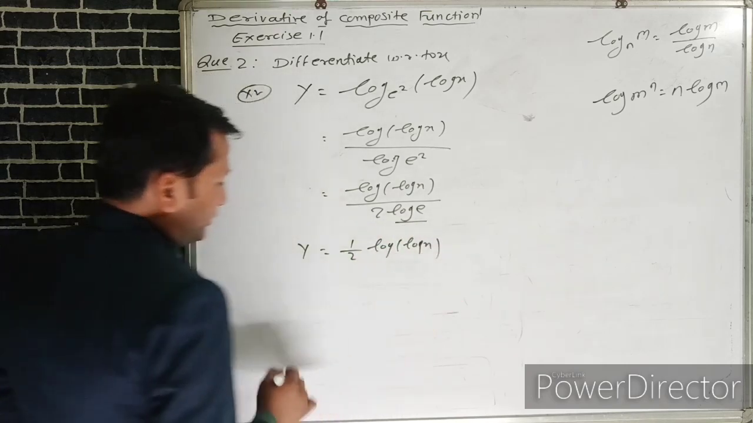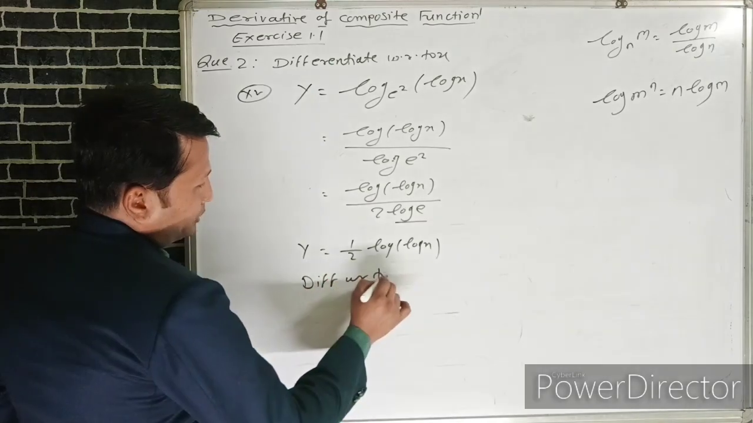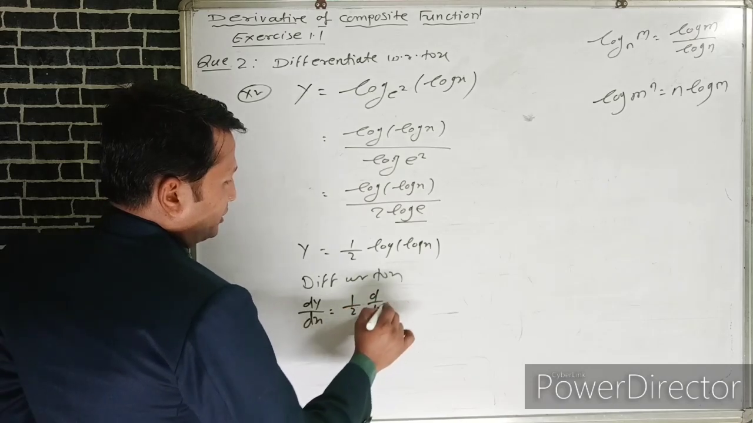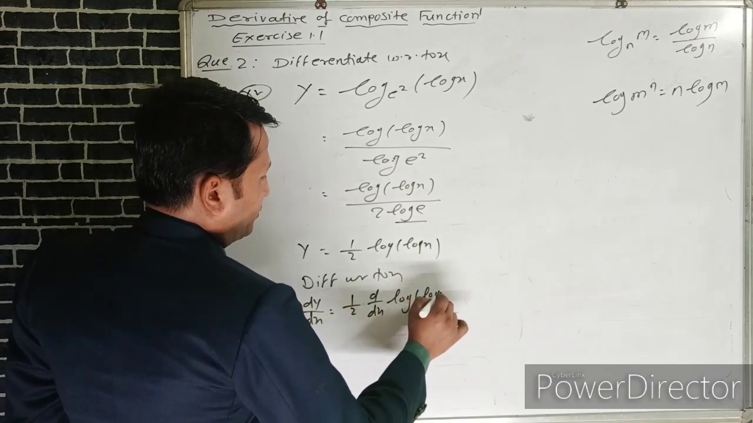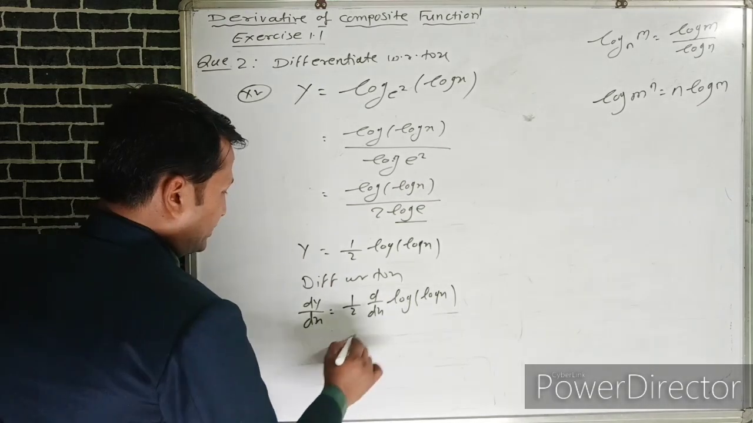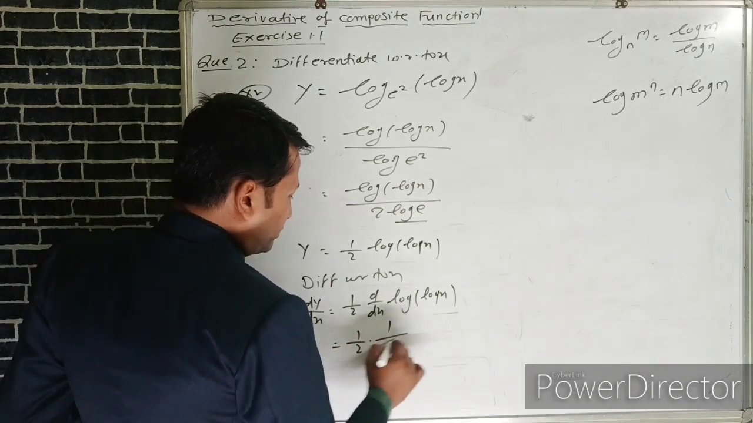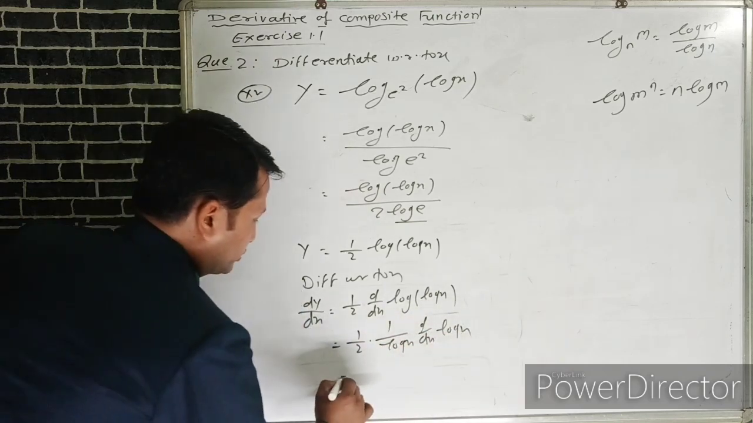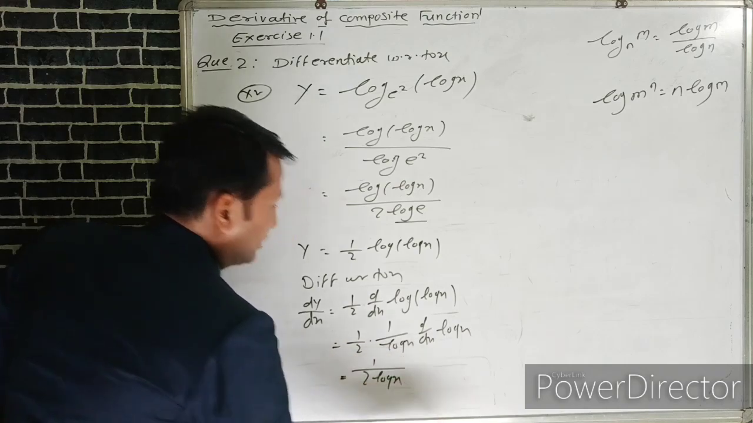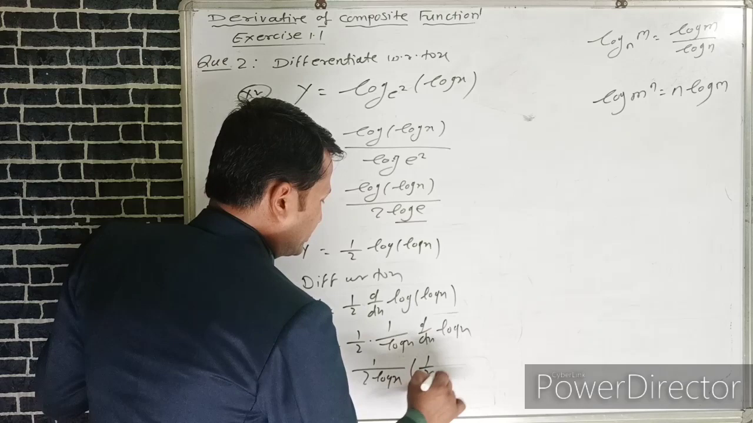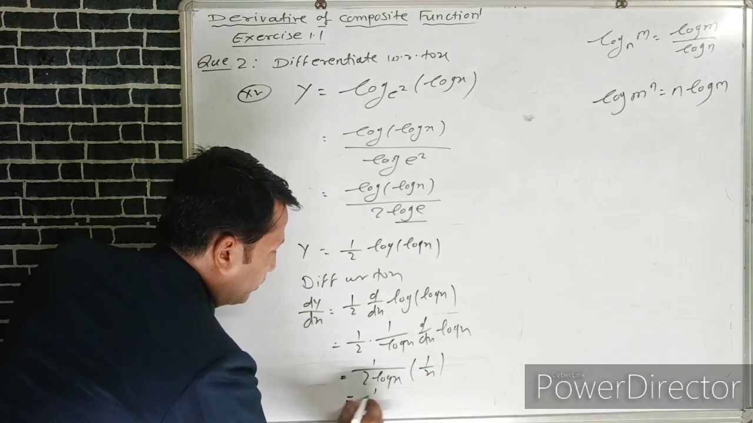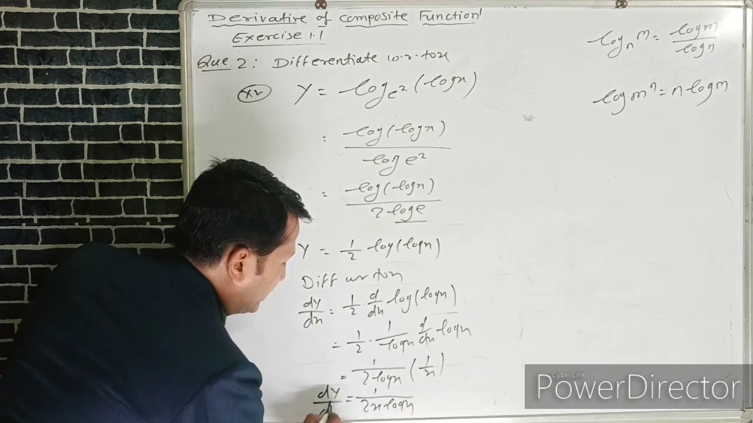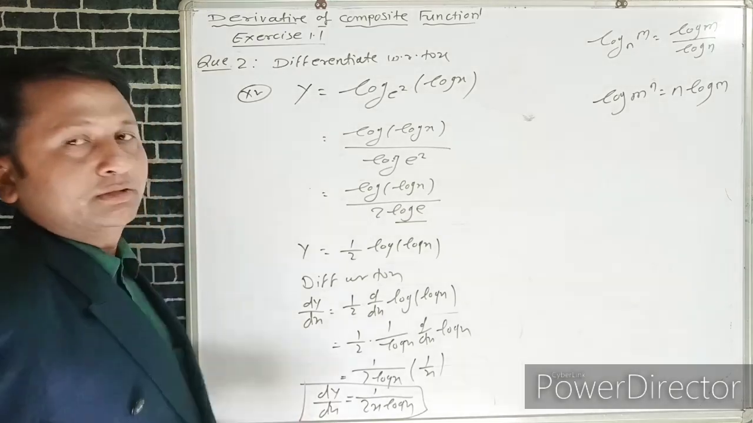If we differentiate this function with respect to x, the derivative of y is dy by dx. 1 by 2 is constant, and we take the derivative of log x. 1 by 2 as it is. The derivative of log x is 1 upon log x, into again the derivative of log x, is equal to 1 upon 2 log x. Again we know that the derivative of log x is 1 by x. Hence we can write it as 1 upon 2x log x, which is the required derivative of the given function, dy upon dx.